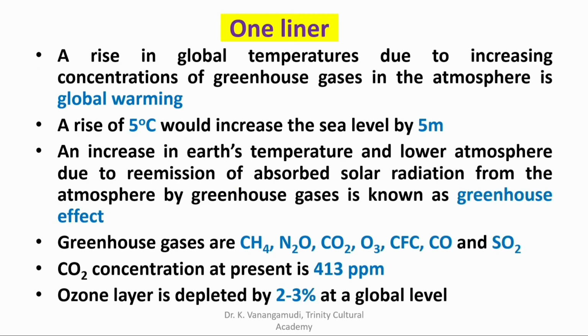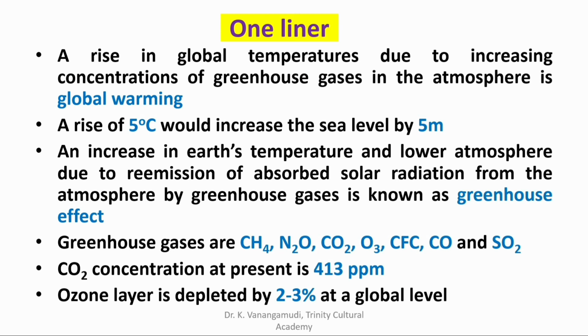The last part of this presentation is one-liners. A rise in global temperature due to increasing concentrations of greenhouse gases in the atmosphere is global warming. A rise of 5 degrees Celsius would increase the sea level by 5 meters. An increase in the earth's surface and lower atmosphere temperature due to re-emission of absorbed solar radiation by greenhouse gases is known as the greenhouse effect. Greenhouse gases are methane, nitrous oxide, carbon dioxide, ozone, chlorofluorocarbon, carbon monoxide and sulfur dioxide.